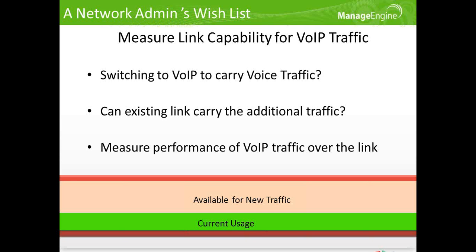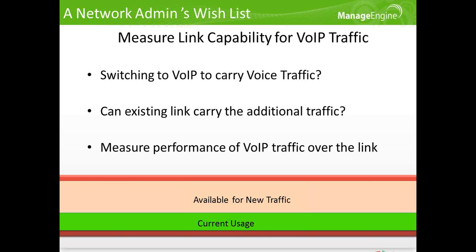Now, if you're planning to implement VoIP, it's really important to know if your current link has the capability to carry this additional traffic, because VoIP is definitely going to take some extra amount of bandwidth. So can your current link carry this additional traffic? And if it can carry, how would it actually perform? So look into the future on how this is going to perform if you implement it. That is another requirement. Most of the network admins who were planning to implement VoIP say, all right, how I wish I could see how my VoIP traffic is going to perform, and then run it on these links.